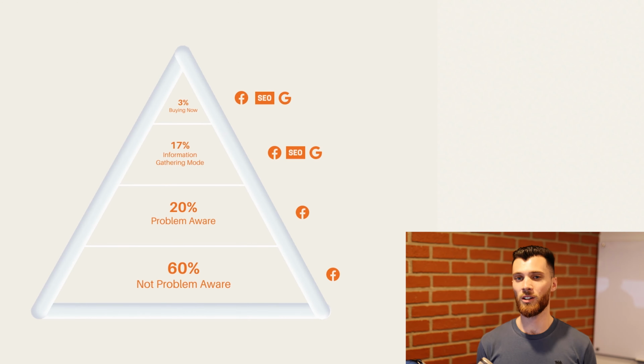Now, I'm not saying don't target those 3%, because it does work. By all means, that is a great place to be. But if you can also get in the other 37% across information gathering mode and problem aware mode, you'll be able to have enormous success across social media and Google ads to promote your business. And you'll be able to get a lot of these clients into your database, into your funnel, and nurture them so that when they become buy now mode, they already know who you are.